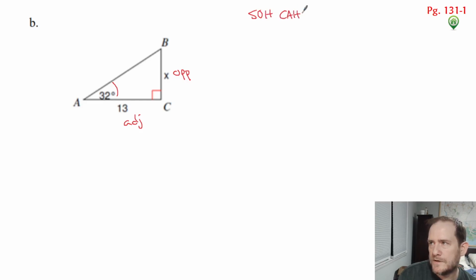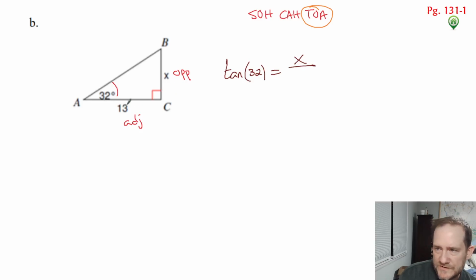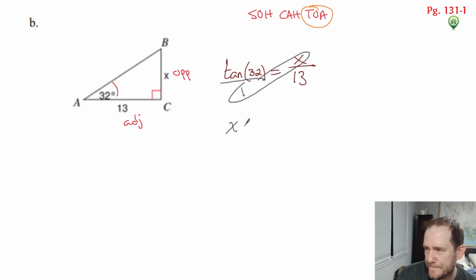SOHCAHTOA is being used, then we want to use the one that has O and A in it, and that's the one on the end, that's tangent. So for this problem, we're not using sine or cosine, we're using tangent. And we're going to take the tangent of that 32-degree angle. We're going to set it equal to x in the numerator, and our adjacent side in the denominator, so 13 downstairs. And I would put this over 1, I would cross multiply, 1 times x is x. And 13 times tangent of 32 is whatever the heck it is.